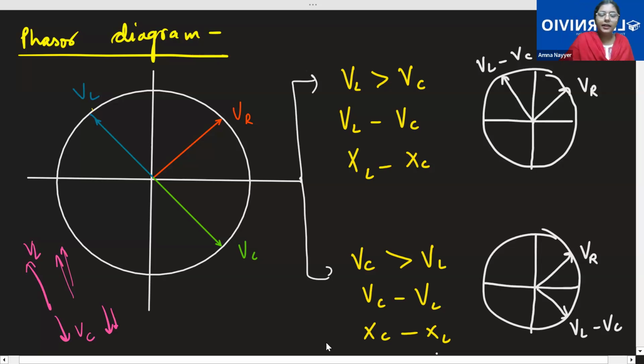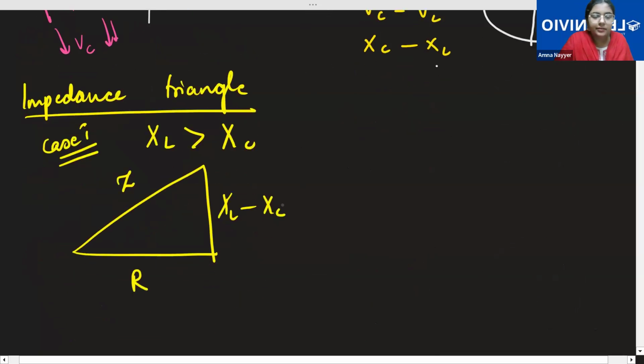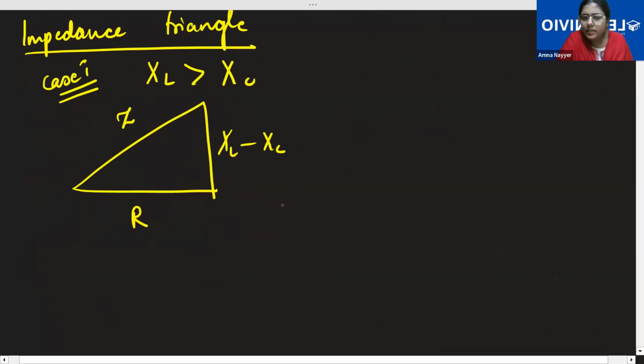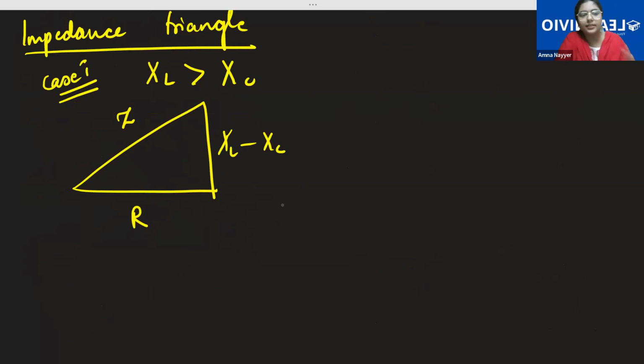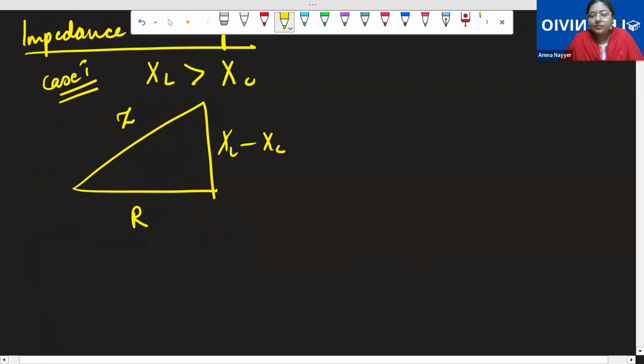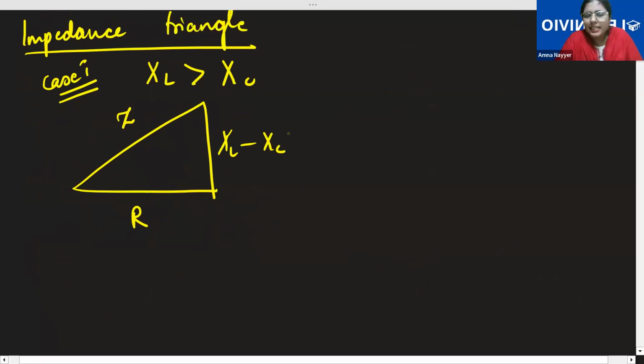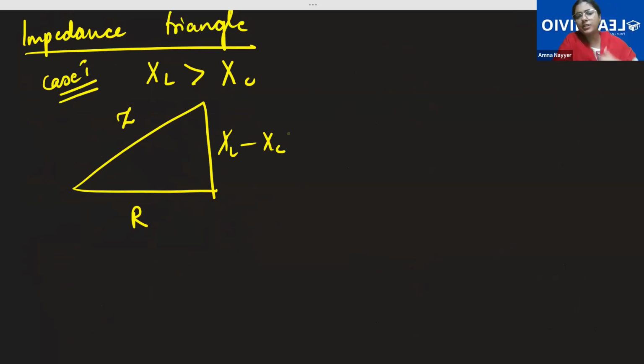All right. Now let's come to the derivation of the impedance triangle. Here also we'll see two cases. Derivation for one case we'll do, and that you can do for the next case as well. The impedance triangle is basically just a triangle which is used to represent all three things together so that you can apply your Pythagoras theorem.